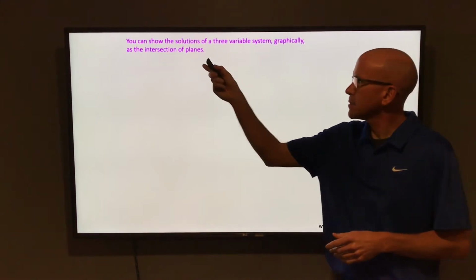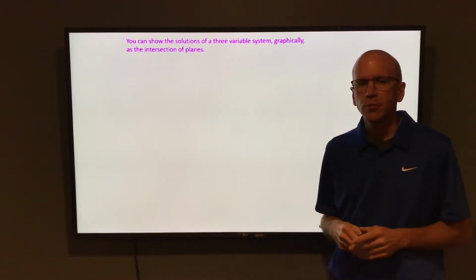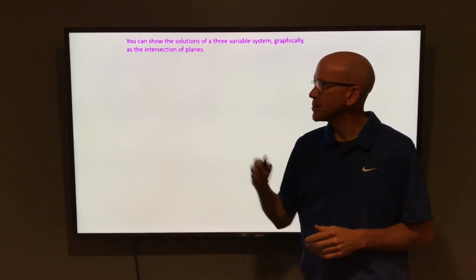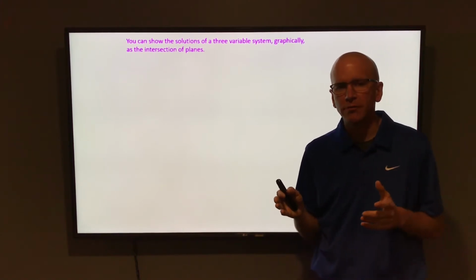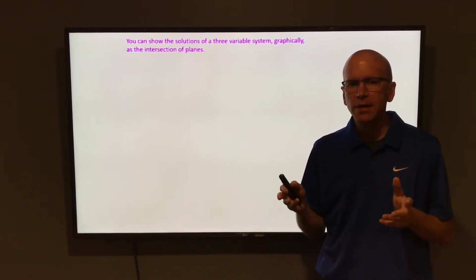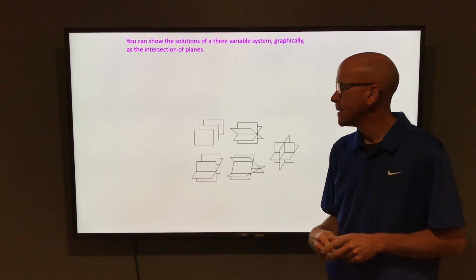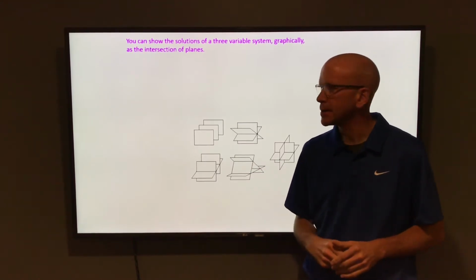You can show the solutions of a 3-variable system, in other words, a system of 3 equations with 3 variables. You can show that graphically as the intersection of planes. So if you have 3 equations with 3 variables, one equation with 3 variables is a plane. So 3 equations with 3 variables would consist of 3 planes. So here are examples of 3 planes, intersecting or not intersecting.